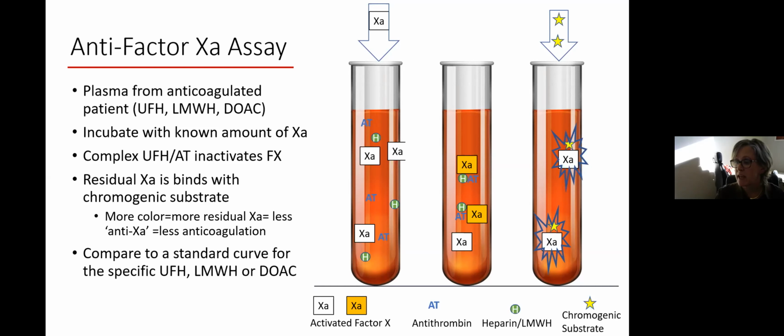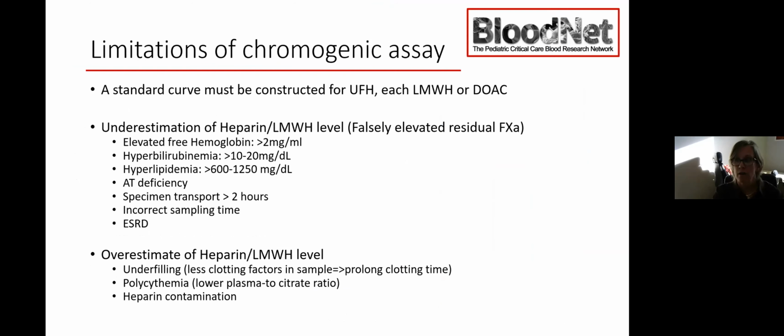The clotting-based assays perform the same way as the first two test tubes, but then instead of adding a chromogenic substrate, a PTT-based factor 10 assay, just like that was described with the factor deficiencies in the previous talk, is done and compared to the curves of clotting time for the known serial dilutions.